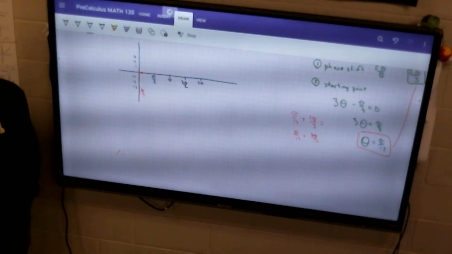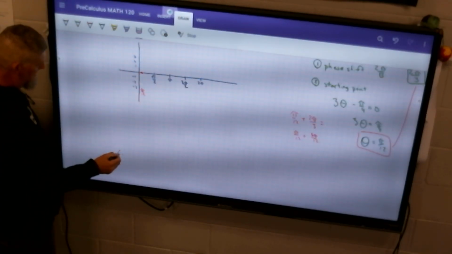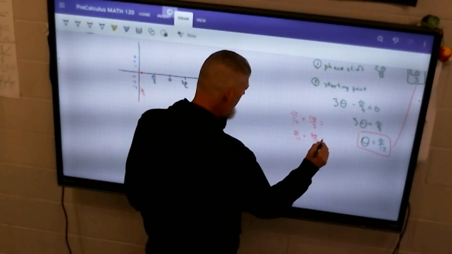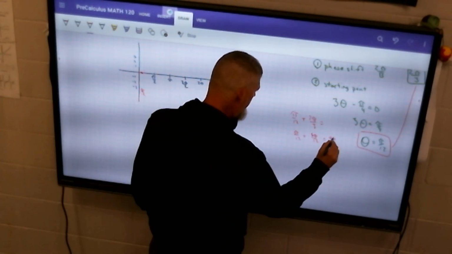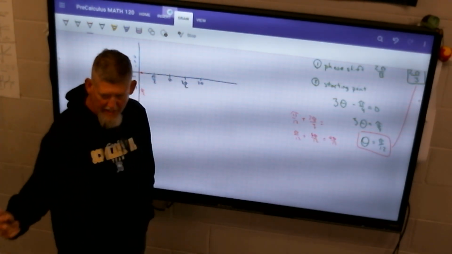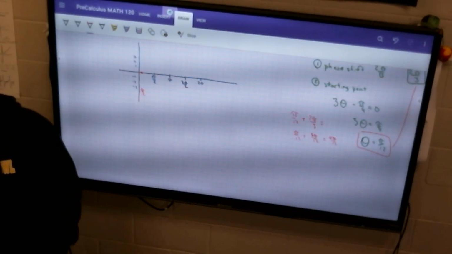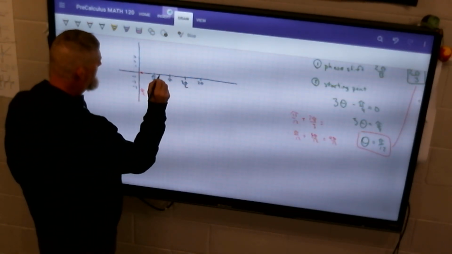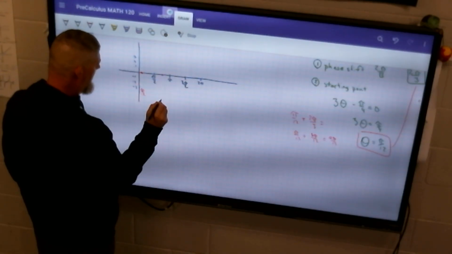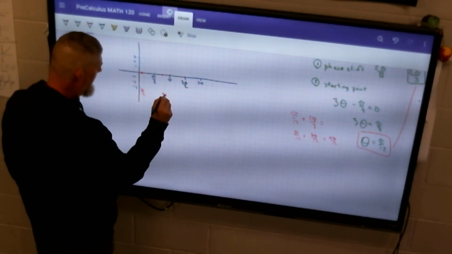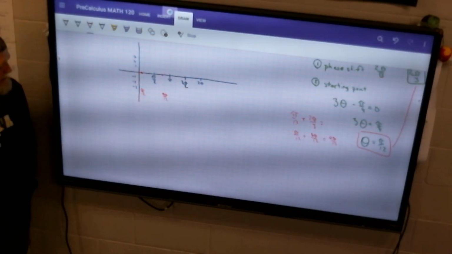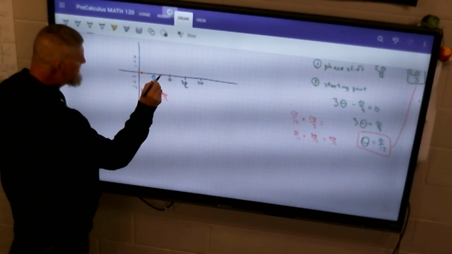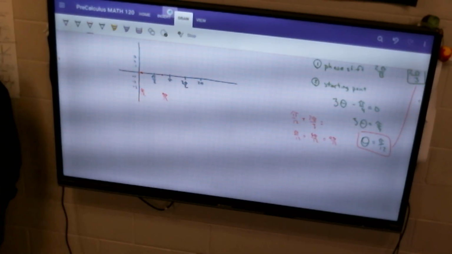So where is my ending point going to be? 9 pi over 12. And of course, in our heads, we can reduce that to 3/4 pi, 3 pi over 4. So that's going to be right in between these two. 9 pi over 12. Okay. So very, very compressed, shifted just a little bit.